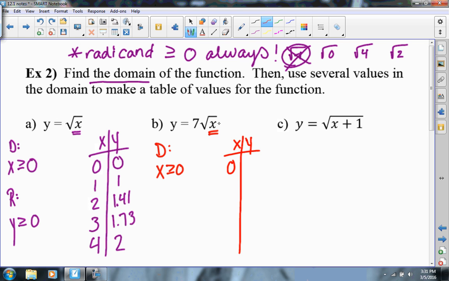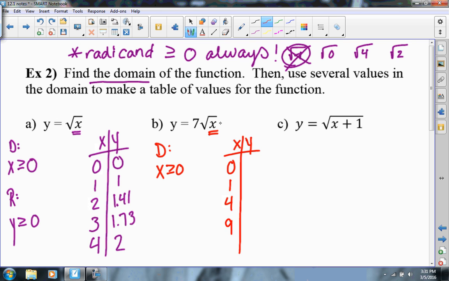Then I want to pick numbers that I know I can take the square root of. So I'm going to pick numbers greater than 0, because I have to be greater than 0, that I know I can take the square root of. So 1, and I could pick 2 or 3, but that's going to give me decimals. So 4 is my next perfect square. I could do 9 if I wanted another number.